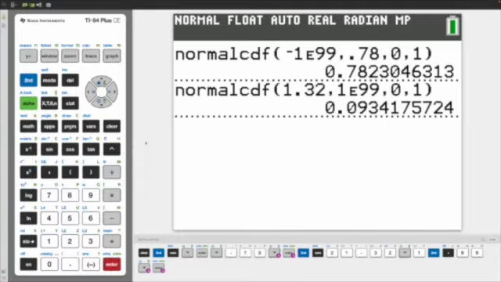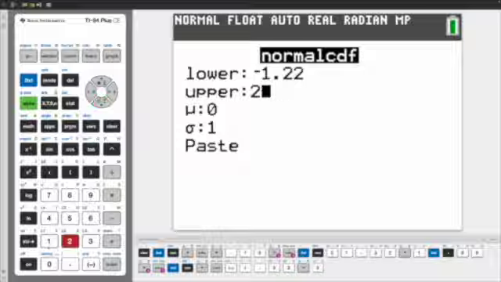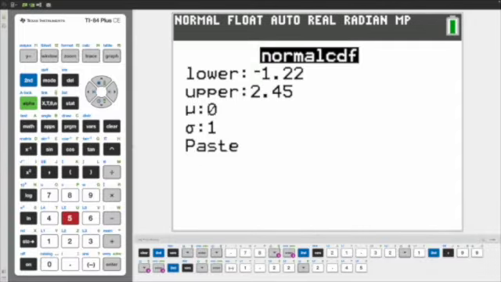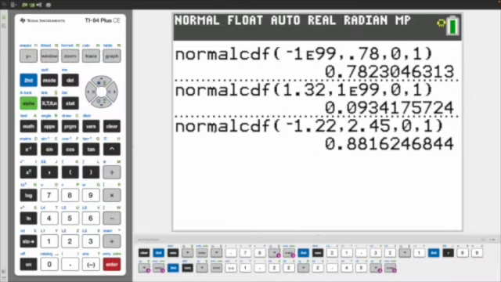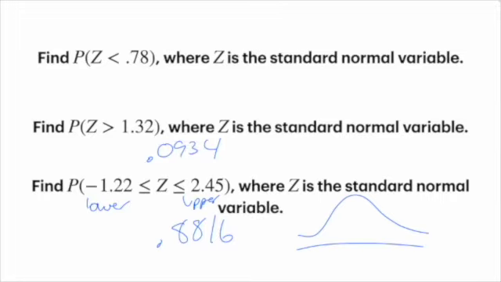Okay, and then the last one that was on the notes was, what's the probability that z is in between two values? So if I'm using my graphing calculator, I'm doing the normal CDF. I want z to be in between negative 1.22 and 2.45. So that's my lower, my upper bound. My mean and standard deviation stay the same because it's the standard normal curve. So my probability for that is 0.8816. So we just did, our lower was negative 1.22, upper 2.45. On a picture, it'd be the shading in between them, if that helps you to see that picture.